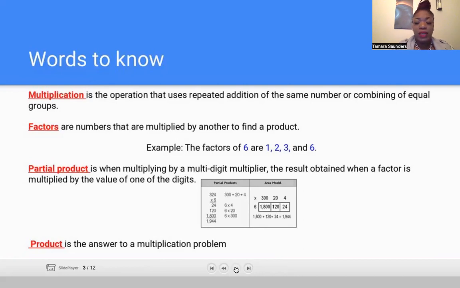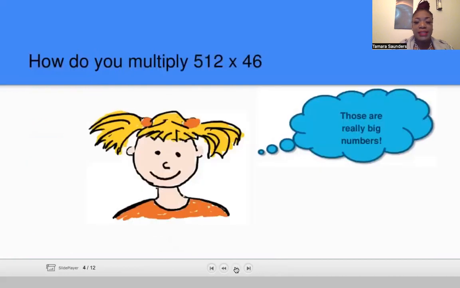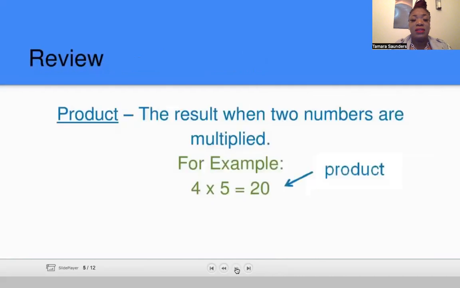All right, so let's just jump into the lesson. And so my first question is, how would you multiply 512 times 46? I know some of you may be thinking in your head, this is a really big number. Oh my gosh, Ms. Saunders, I can't believe this is what we're working on, but yes. We're going to work to try and either build this skill, or for some of us today, we can actually go ahead and master the skill.